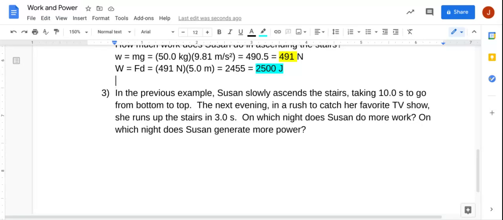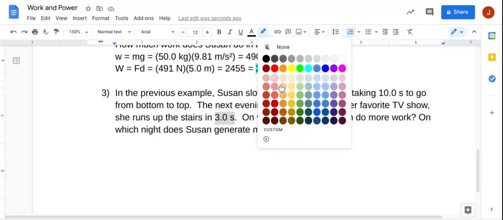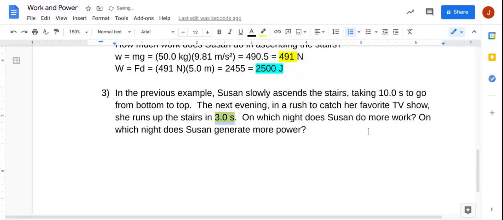So in the previous example, Susan slowly ascends the stairs, taking 10 seconds to go from the bottom to the top. The next evening, in a rush to catch her favorite TV show, she runs up the stairs in 3.0 seconds. On which night does Susan do more work? On which night does Susan generate more power?